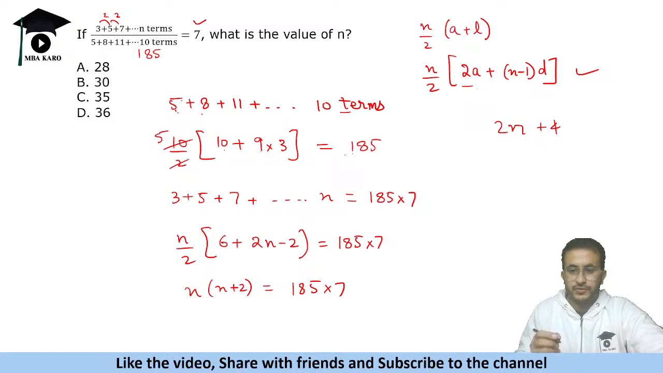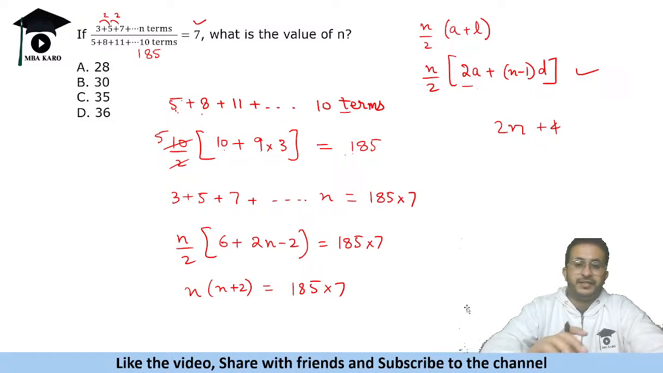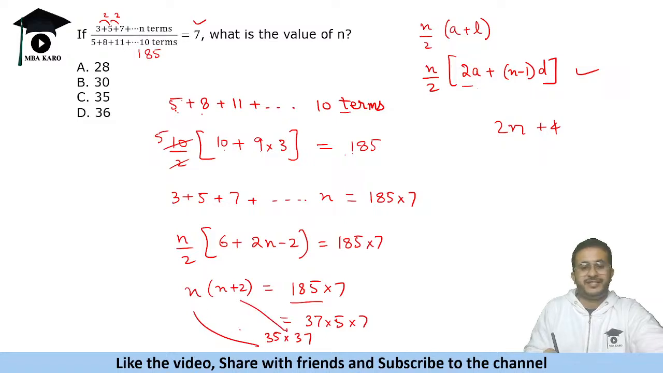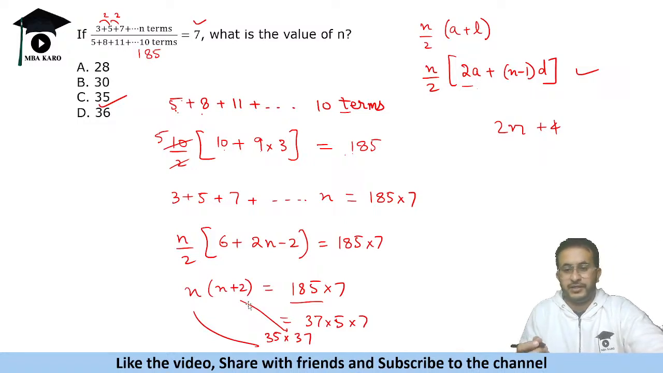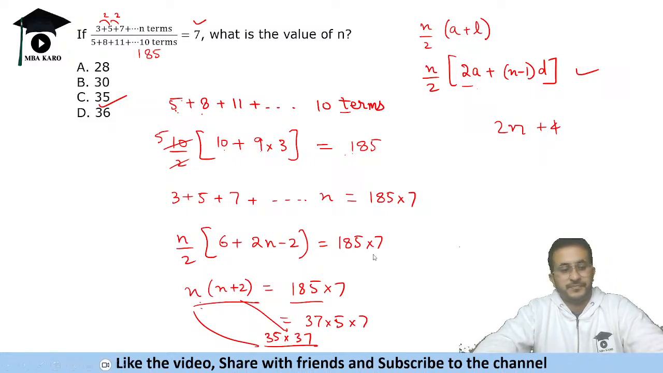Okay, so this is how we solve this equation. Now you do not need to multiply and get this. 185 can be split like 37 into 5, isn't it? And this is 7. So it is basically 35 into 37. Okay, n into n plus 2. So it means n is 35. Okay, so we can relate this. You do not have to find the product. Just see the relation n into n plus 2, and that is 35 into 37. So n is 35 in this solution. Okay, got the answer.